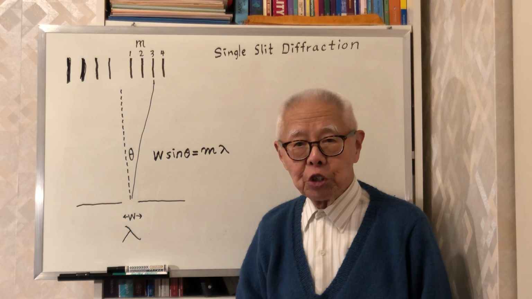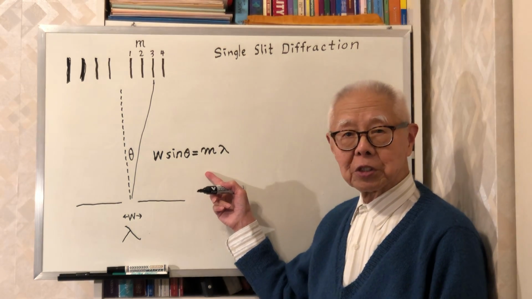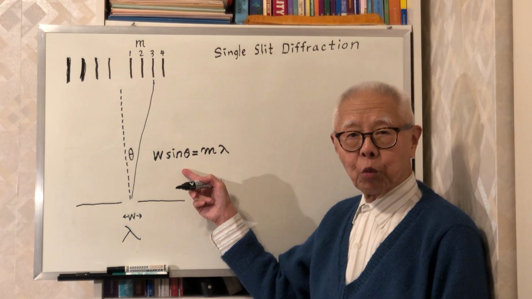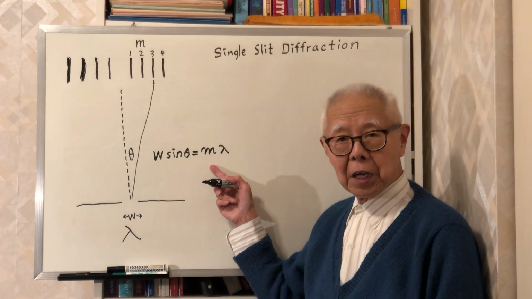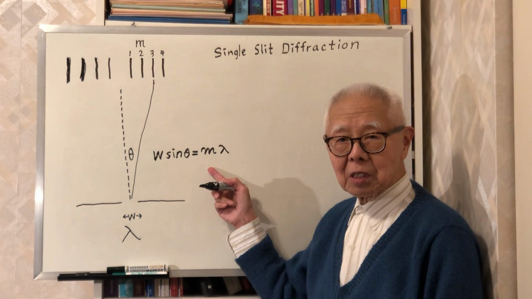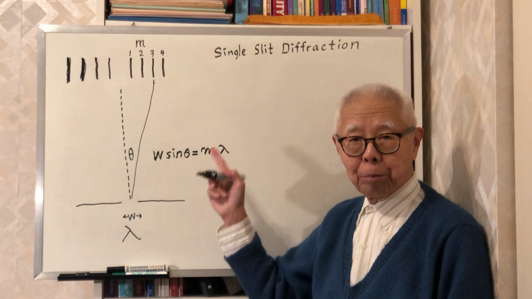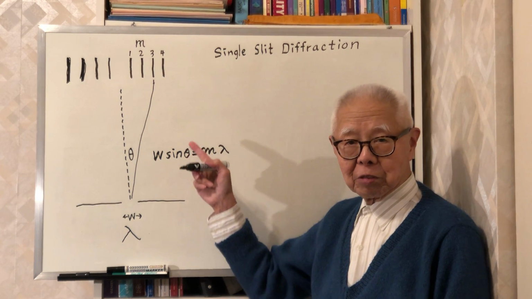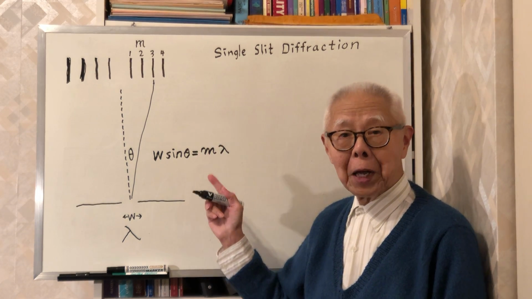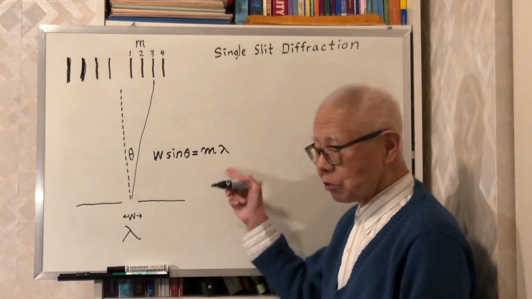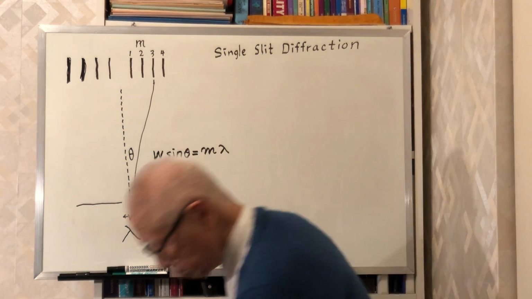And the relation is this. The slit width times sine theta equals M times lambda. It depends on which fringe you want to put this in and which fringe corresponds to the M number. This is the formula. All right, let's do some example.